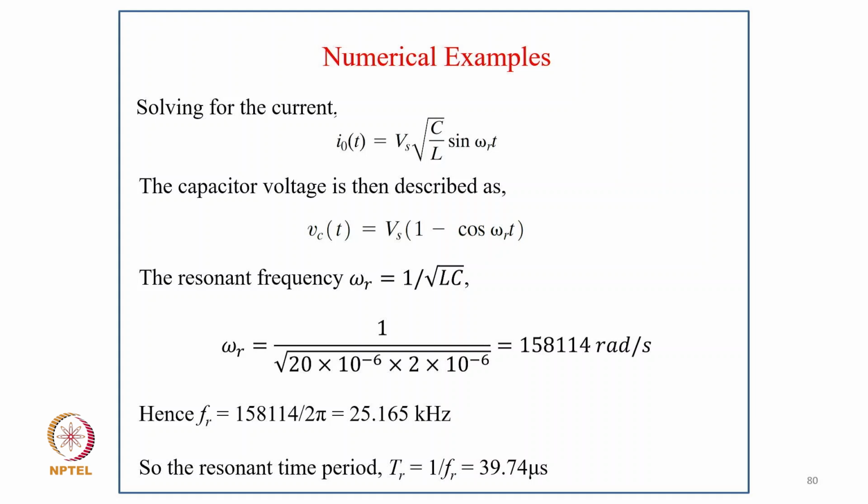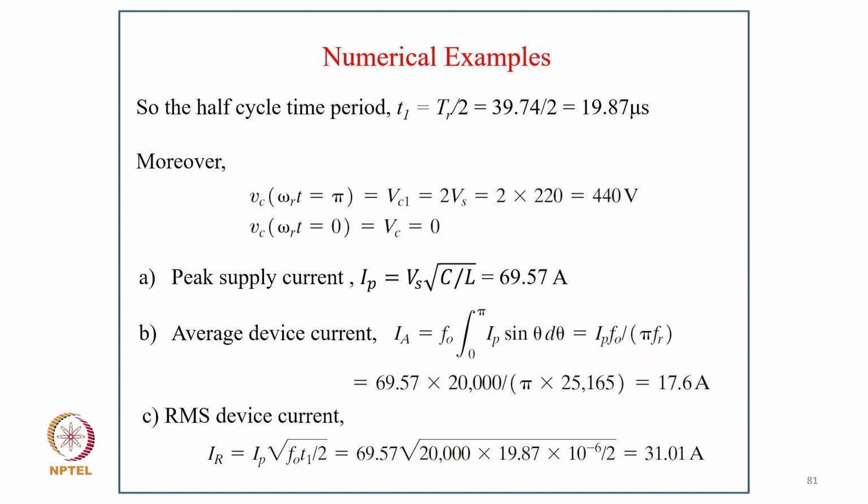So from this omega R, putting the values, it comes 158,114 radian per second, and FR is 25.165 kilohertz, and the resonant time period is TR equal to 1 upon FR, 39.74 microsecond. So half the cycle time T1 equal to TR upon 2, that is 19.87 microsecond. Moreover, at omega t equal to pi, Vc1 is 2 Vs equal to 440 volt, and at omega t equal to 0, Vc is equal to 0.